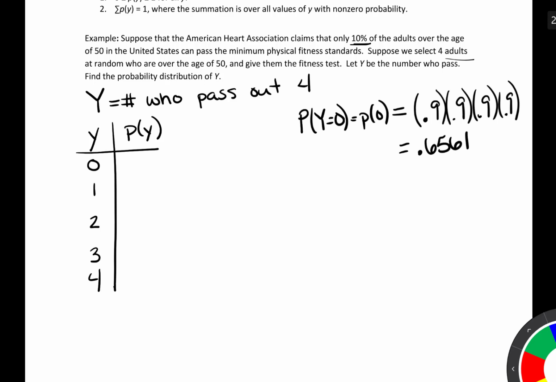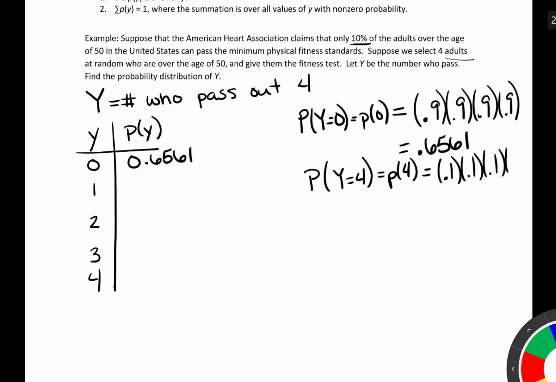And notice here the reason that I'm able to do the multiplication is I am going to assume that each of those randomly selected adults over the age of 50 are independent of one another. So notice this probability is 0.6561. Similarly, we could find the probability that all 4 of them pass. And here again, there's only a 10% chance of passing. So for the first person, there's a 10% chance, the second person, the third person, and the fourth person. So again, assuming independence here.